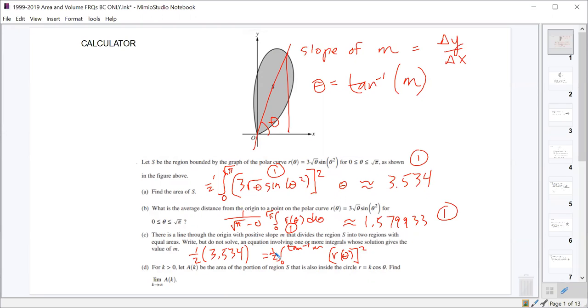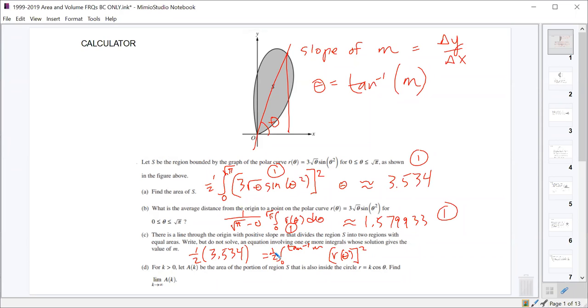Good or no? Do we have to solve for m? No, you do not need to. There's no way to solve for m whose solution gives the value of m, so we just have to have m in there. Yep, correct.